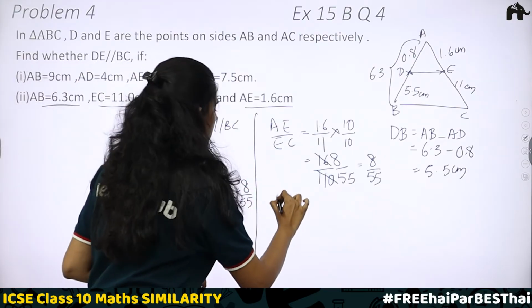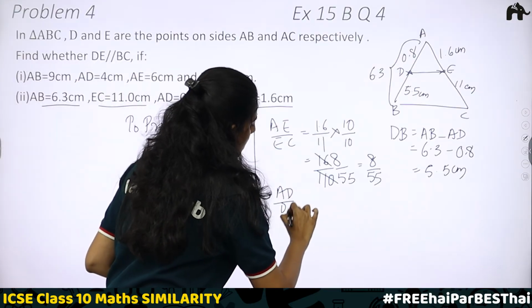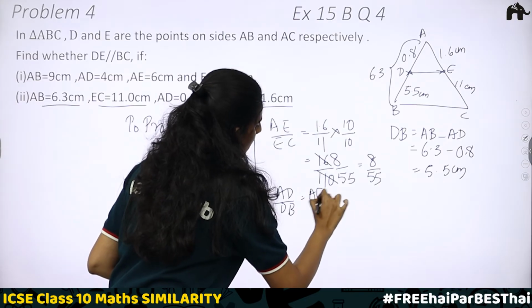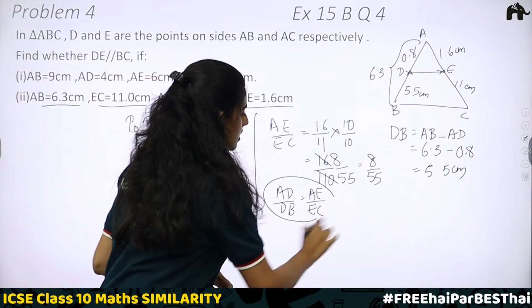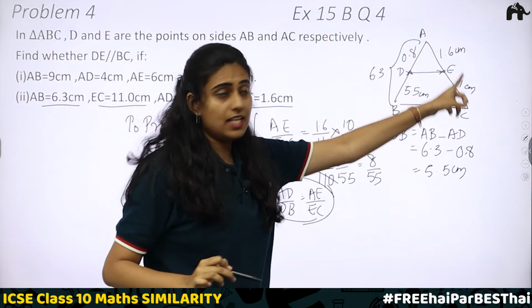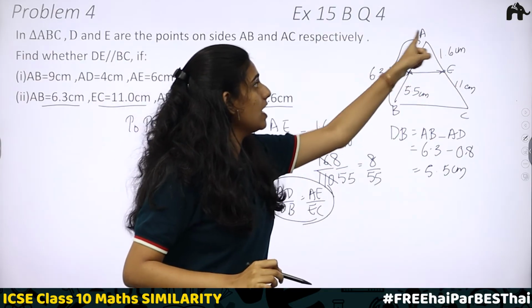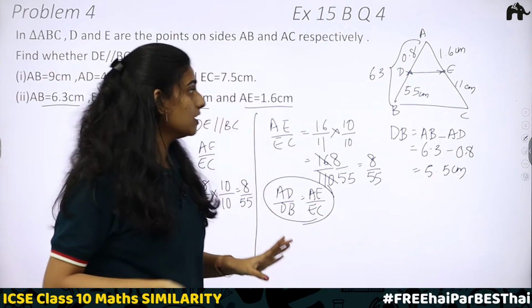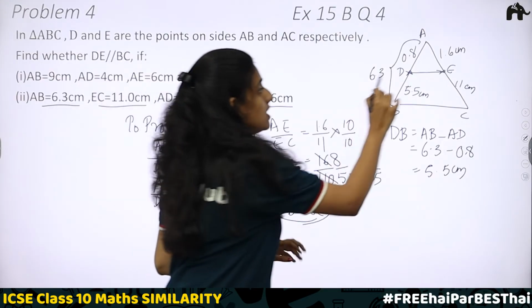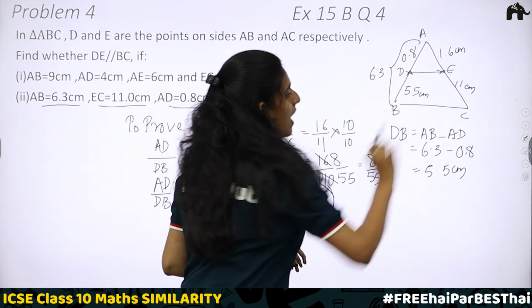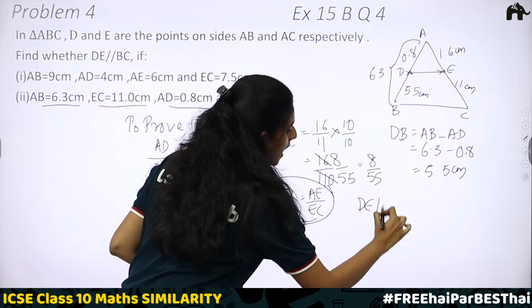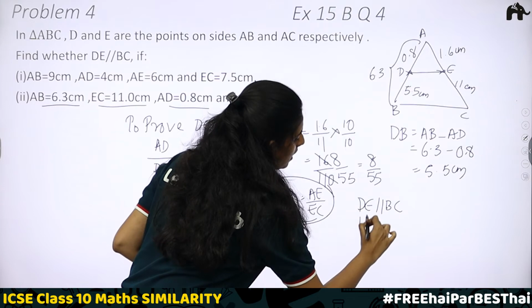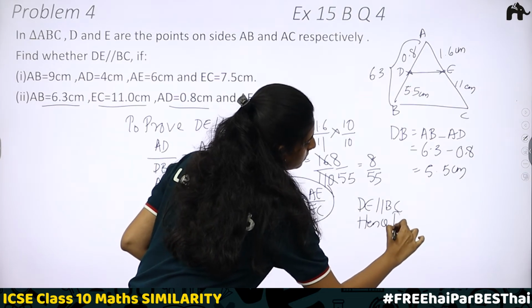Which means we have AD by DB is equal to AE by EC. Okay. We got D and E dividing lines AB and AC in the same ratio, which means the line DE is parallel to BC. Hence the proof. DE parallel to BC. Hence proved.